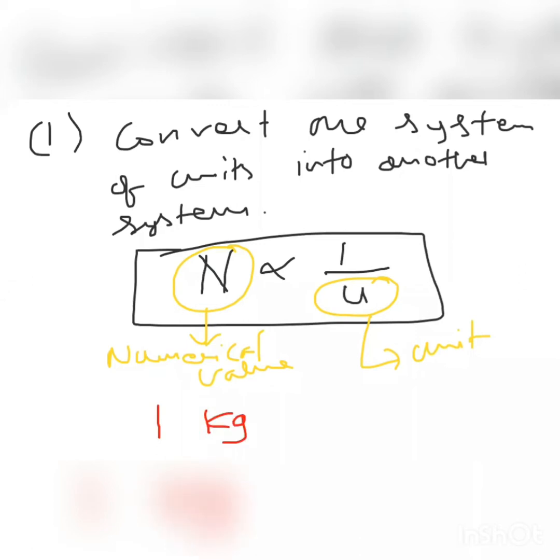1 kg is equal to how much? 1000 grams. We can write 1 kg as 1000 grams. Suppose kg and gram I have taken for example.